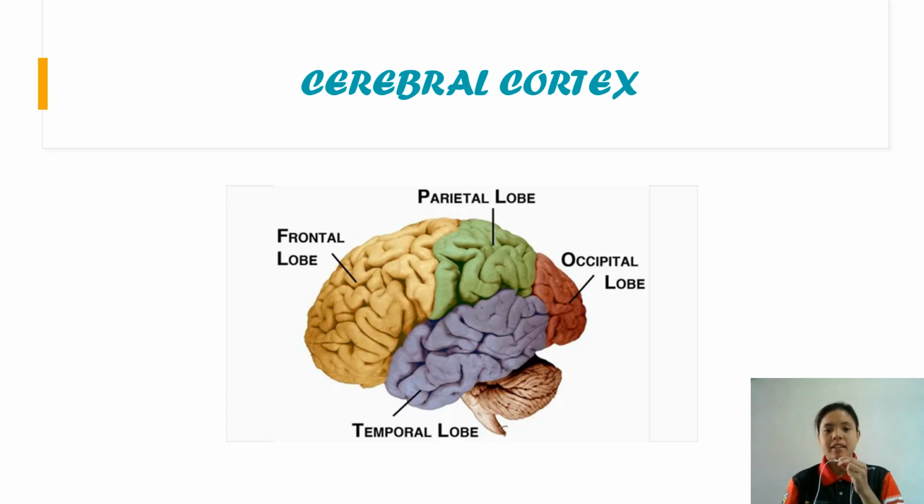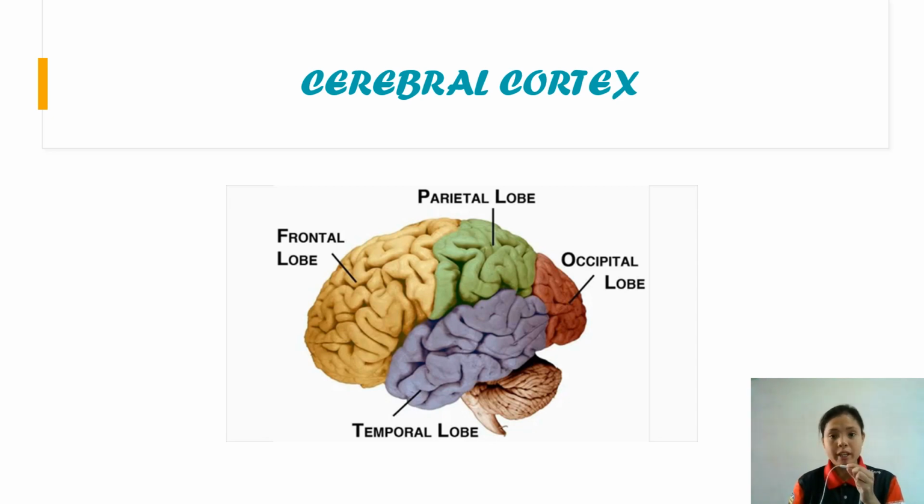Okay, next, the cortex of each hemisphere consists of four lobes that are named frontal lobe, parietal lobe, occipital lobe, and temporal lobe. As usual, each of them has its own function. Okay, the first one is frontal lobe. The frontal lobe, which is the area anterior to the central sulcus, contains brain areas that are vital to the control of voluntary movement.